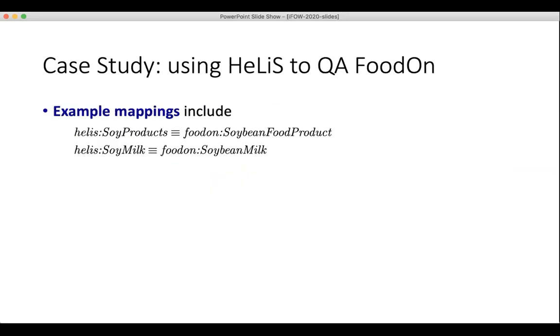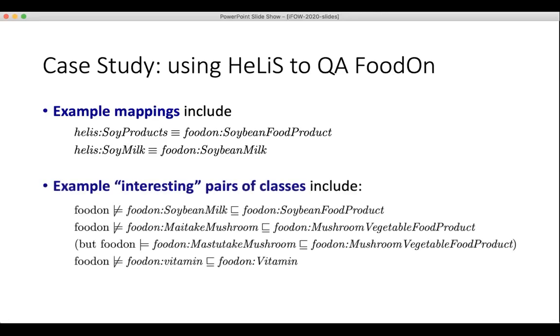So some examples of what we got out of that process: LogMap computed several hundred mappings. And when we ended this modeling comparison process, we actually got about 500 examples of pairs of concepts that were differently classified in FoodOn than in the union ontology. A couple of examples of mappings were that LogMap reckoned that Helis soy products is the same thing as FoodOn soybean food product, and that Helis soy milk is the same thing as FoodOn soybean milk. And as I say, there were several hundred of these mappings.